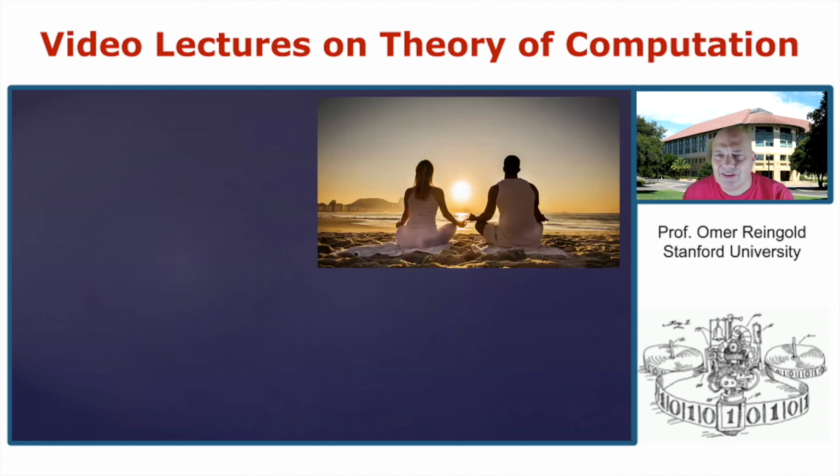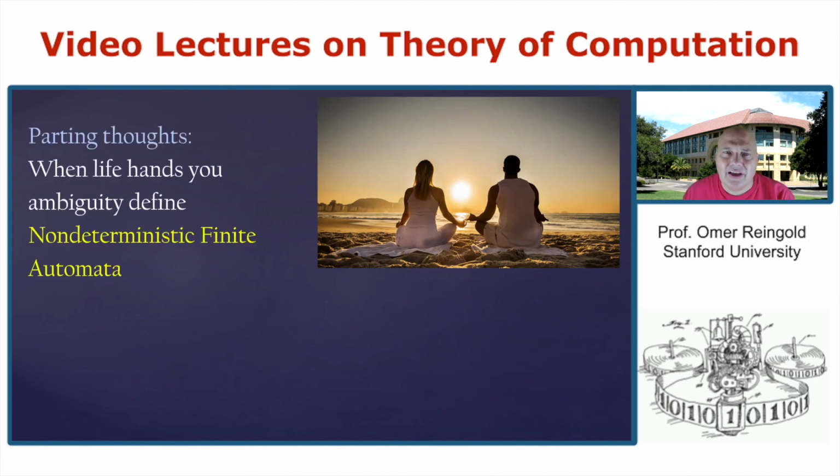So as some parting thoughts for this video, when life hands you ambiguity, you can define non-deterministic finite automata. So what we saw here is exactly an example of how good theory works. Good theory reaches an obstacle and turns it into a new notion, and it turns out to be as exciting as anything else we wanted to do.